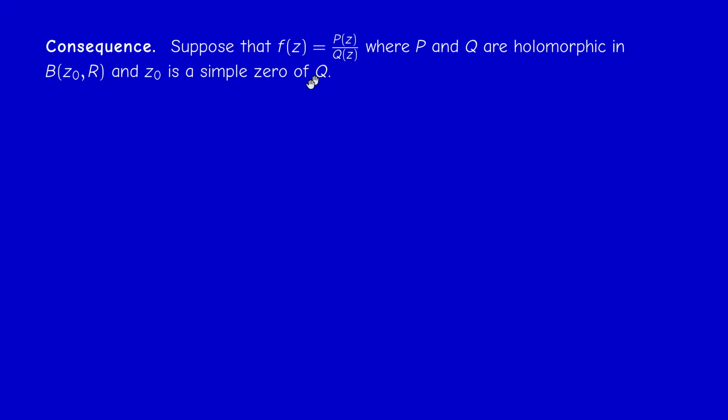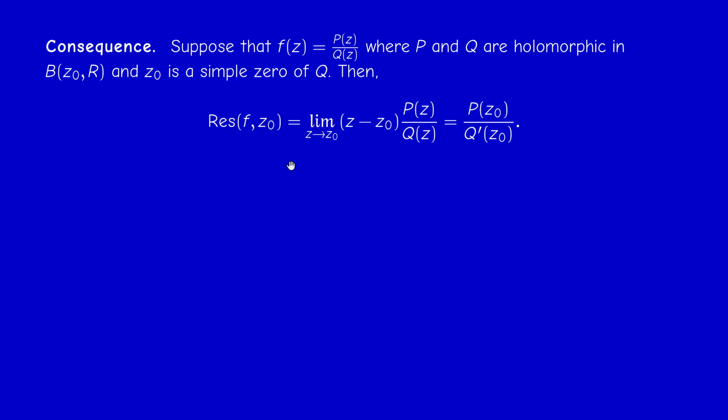So this is easy. Now, as a consequence, if f is the ratio of two holomorphic functions p over q, and z0 is a simple zero of q, so I can factor q by z minus z0, then the residue is just p(z0) over q'(z0), a simple consequence.